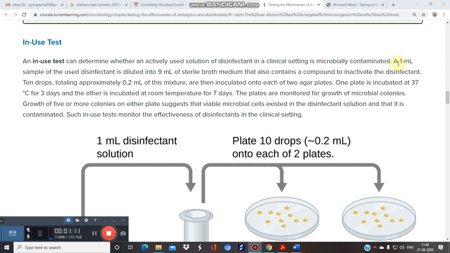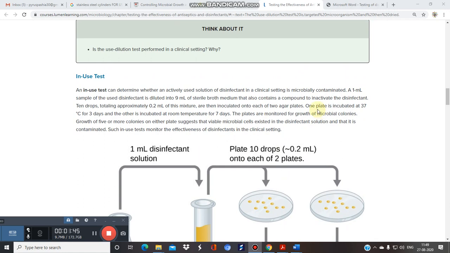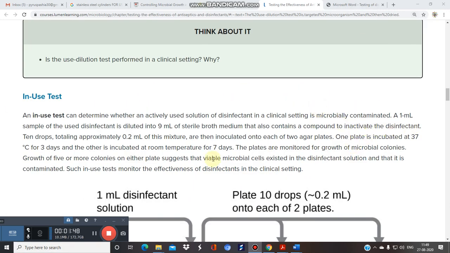It has a simple procedure. First of all, we take 1 ml of the sample of the disinfectant and dilute it with 9 ml of sterile broth media. That media should contain a compound to inactivate the disinfectant. See this diagram? This is the used disinfectant. It is added to 9 ml of sterile broth, sterile media with disinfectant inactivator, which contains a special compound that will inactivate the disinfectant.